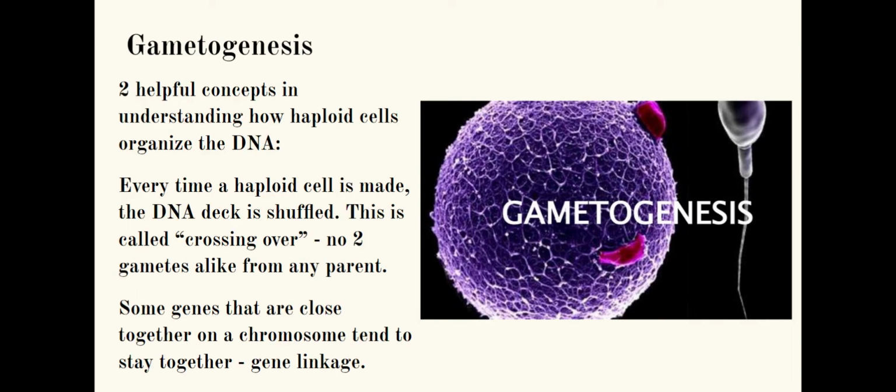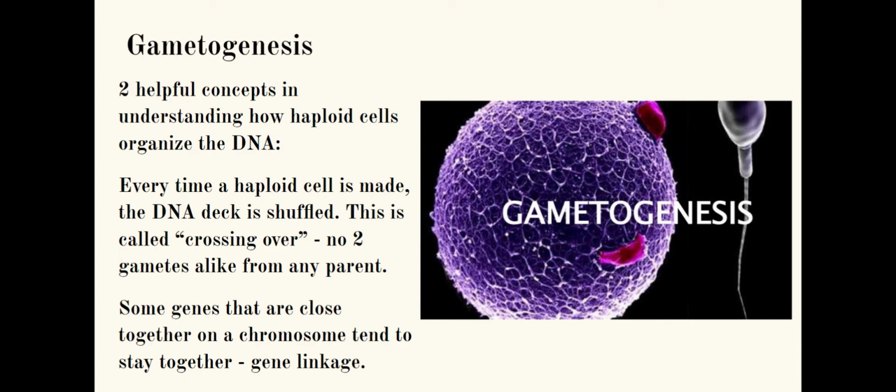Two helpful concepts. I'm just throwing them out there. Don't get too wrapped up in them. But every time a haploid cell is made, the DNA deck is shuffled. That's called crossing over. And it means you don't ever get two gametes that are exactly alike. They're all unique little snowflakes. When you get identical twins, it's because a single gamete or fertilized ovum split into two identical cells. But each gamete should be very unique.